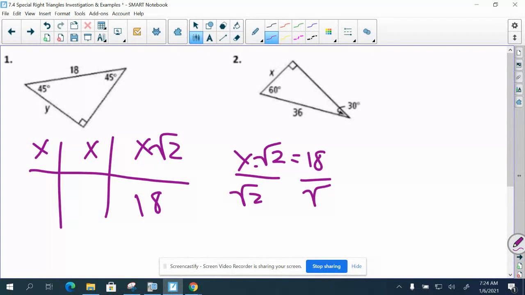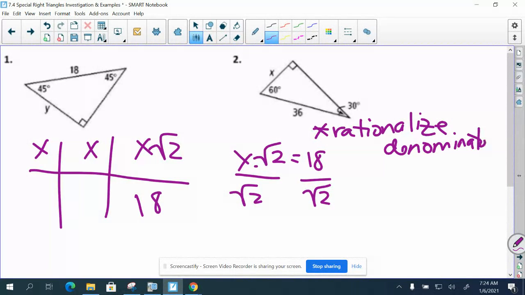Now the problem is that there's a rule in math where you can't have an irrational number in the denominator. So there's this method that we call rationalize the denominator. Since the square root of 2 is an irrational number, we have to make it rational. In order to do that, we're going to multiply the square root of 2 by the square root of 2, because that'll just give us a regular 2. But whatever we do to the denominator, we have to do to the numerator. So we're going to multiply by the square root of 2 over the square root of 2, because this is technically just 1.